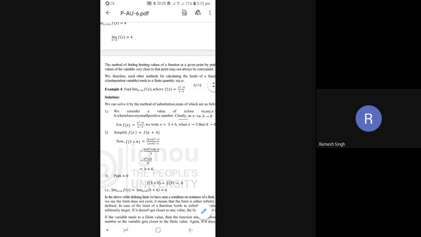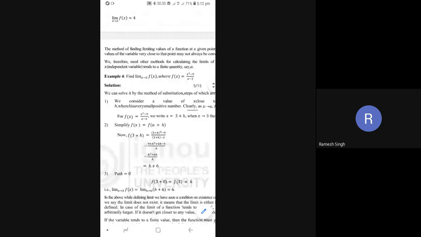x tends to 3 means, according to the formula, a is a constant. Then h tends to 0. Now, for simplification, in place of x what is substituted? 3 plus h. So f of x will become f of a plus h, where a here is 3, constant. So f of 3 plus h equals 3 plus h square minus 9 by 3 plus h minus 3. The value of x is substituted with 3 plus h.